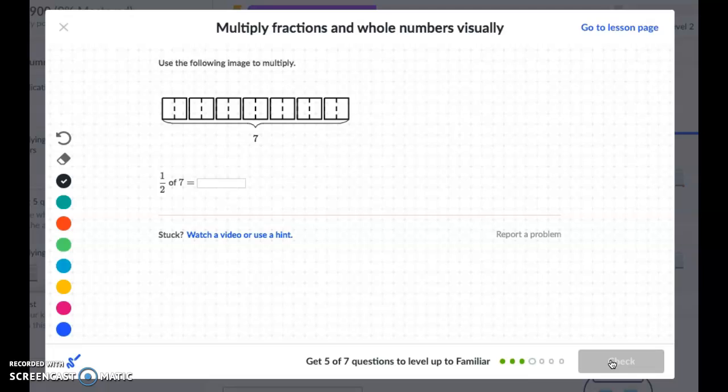Use the following image to multiply. Half of 7. So here is our 7, and it's divided into halves. Each of these is divided into half. So if we have half of 7, that's going to be this, and this, and this, and this. So now I have half of it shaded, the other half is not. So half of 7 is going to be 1, 2, 3 and a half.